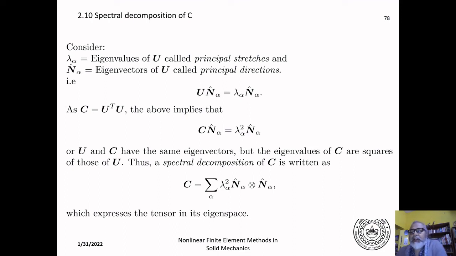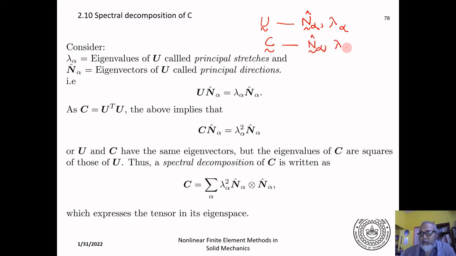There's one small thing that I should have mentioned in the last class but forgot to, and it's this. We have talked about the eigenvalues and eigenvectors of U and C, and we found that if the eigenvectors of U are n alpha hat and the eigenvalues are lambda alpha, then the eigenvectors of C are the same, that is n alpha hat, and the eigenvalues are lambda alpha square. Now, these lambda alphas are called the principal stretches.